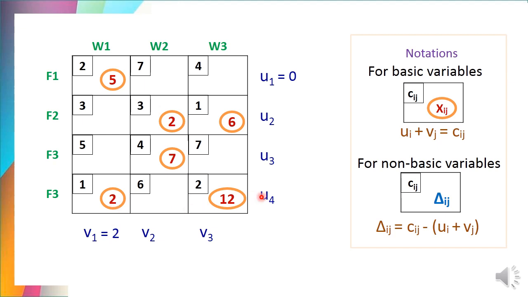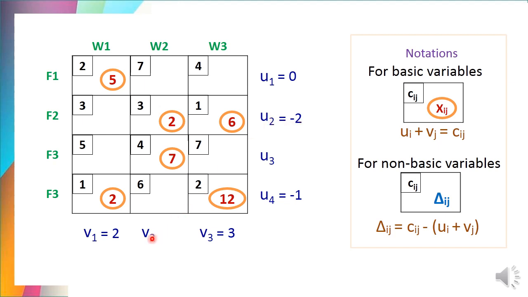Now we can get the value for u4. So v1 plus 2 plus u4 is equal to 1. So u4 value is minus 1. Now coming to v3. So v3 plus minus 1 is equal to 2. So that is why v3 value is equal to 3. Now we can get the value for u2. So 3 plus u2 is equal to 1. So u2 value is equal to minus 2.